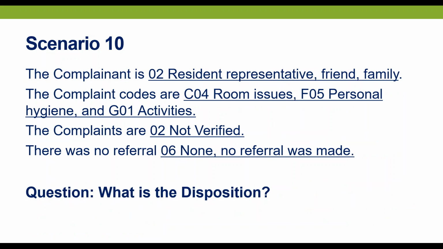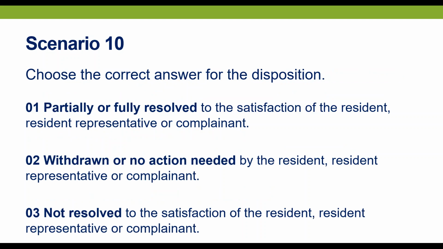So the complainant is the resident representative, family, or friend. The complaint codes are C04, room issues, F05, personal hygiene, and G01, activities. The complaints are O2, not verified, and there's no referral made. So our question to you is, what's the disposition?